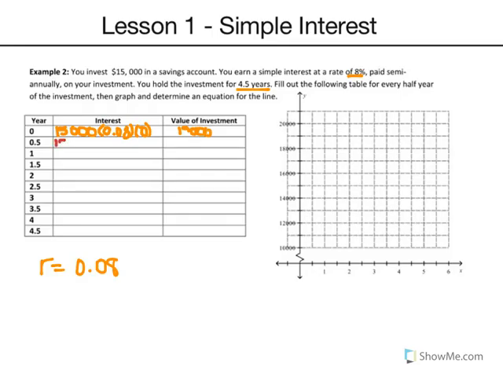So for the next one we're going to do 15,000 times 0.08 times 0.5 years. So what you earn is $600 in interest. What you have is $15,600.